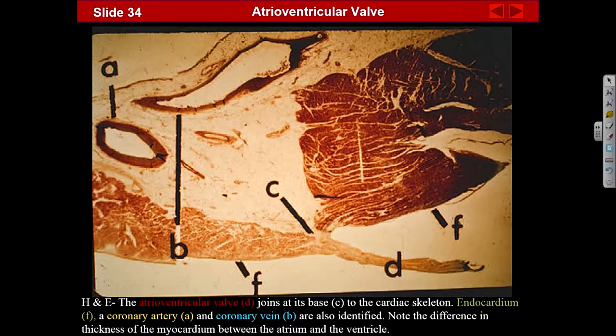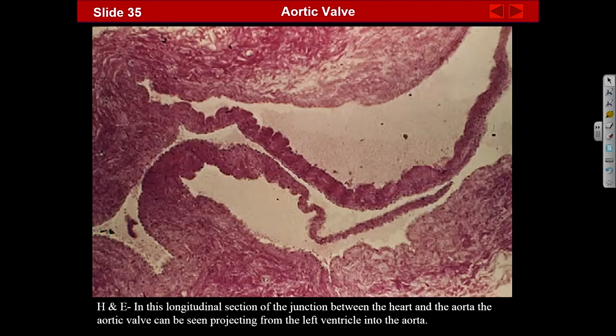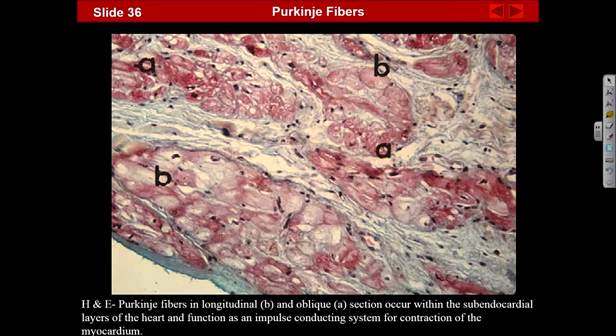Okay, so here's the aortic valve. So the blood's left the ventricle, left ventricle, going into the aorta. And you can see here's the valve in the aorta, so that the blood doesn't flow back into the heart under high pressure.